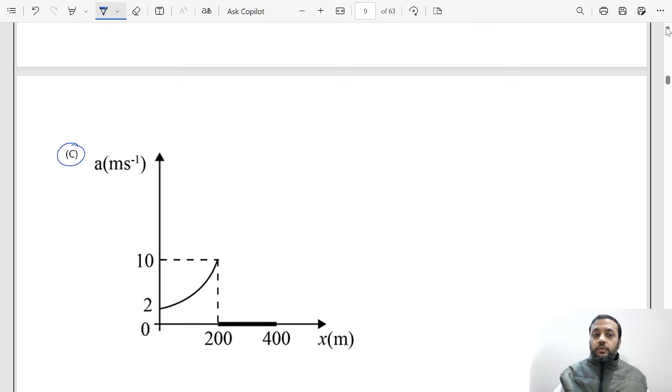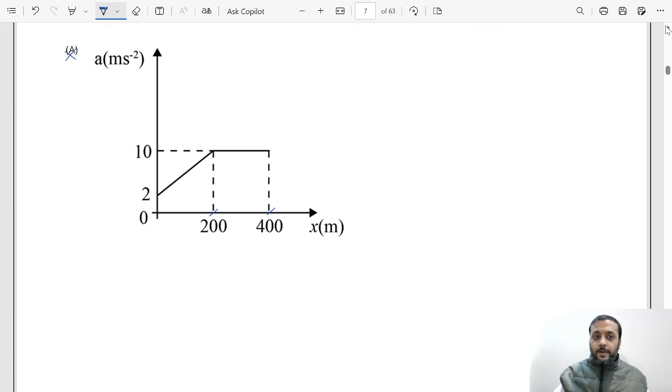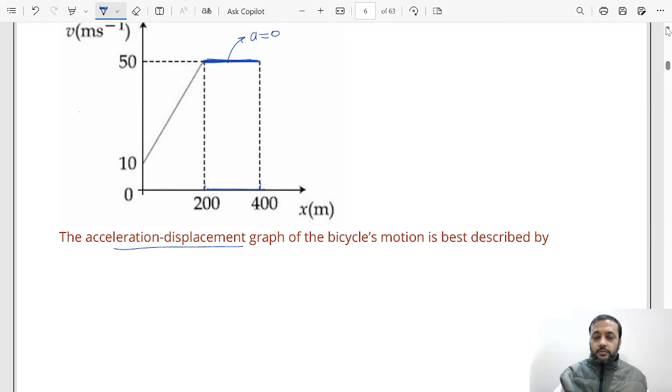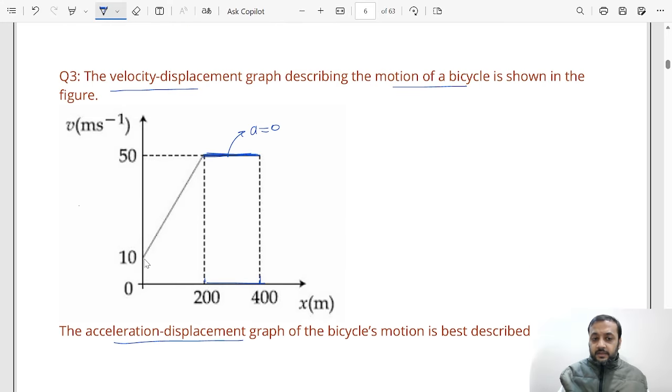Now, to decide between option C and D, let's go back to the velocity graph. So look, this velocity graph is a straight line. And what is the slope of this? So basically we can say that slope will be tan theta, which is how much? 40 upon 200. Yes or no?